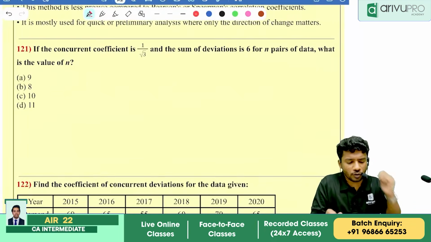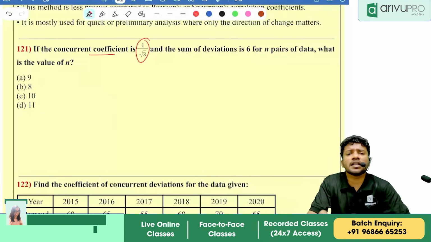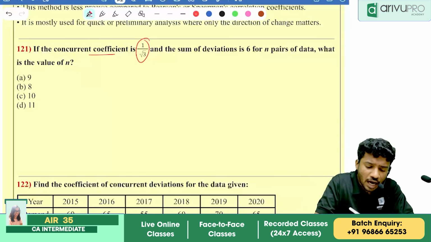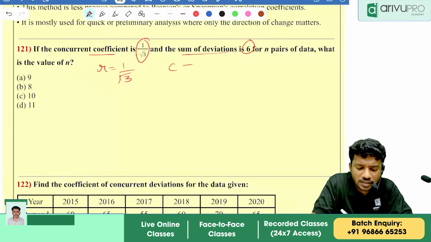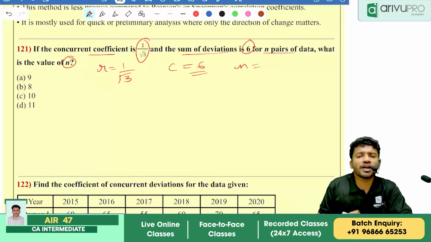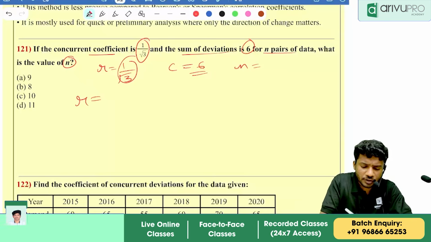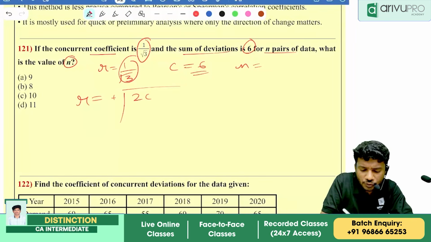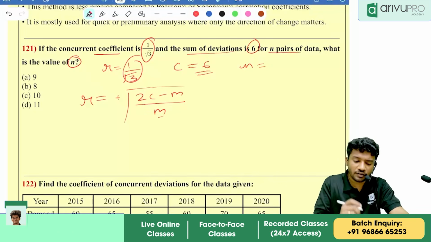Now people, have a look over here. If the concurrent coefficient is 1 by root 3, that means R is equal to 1 by root 3. Sum of the deviation is 6, which means C is equal to 6. N pairs are there in total. We need to find the value of N. People, R is equal to plus or minus, here it is already positive, so I will put plus root of (2C minus M) divided by M. Once you find the value of M, we can find the value of N, right? First find the value of M.